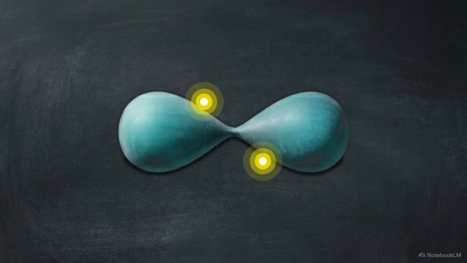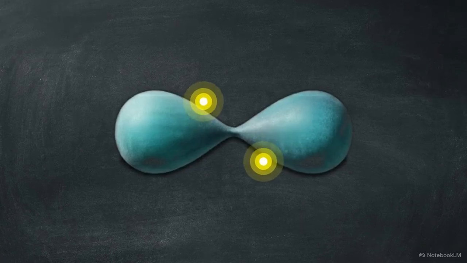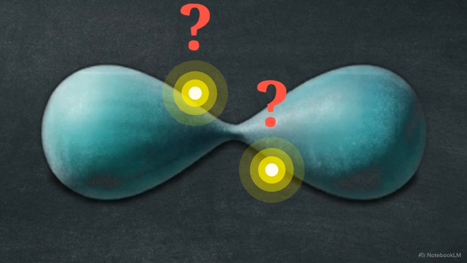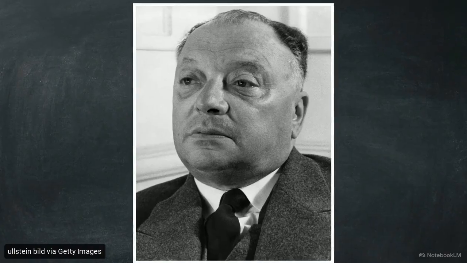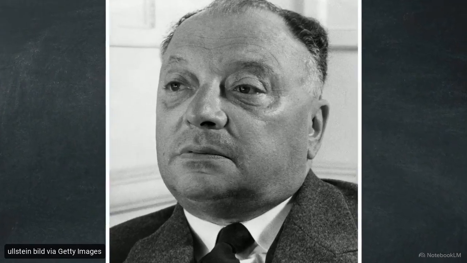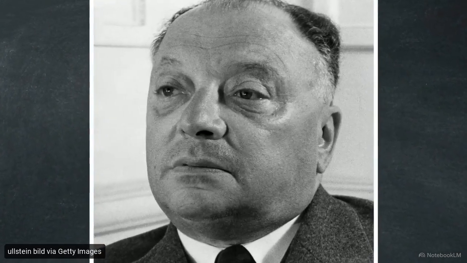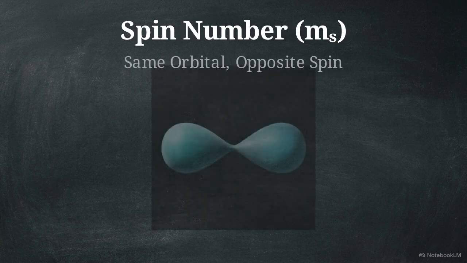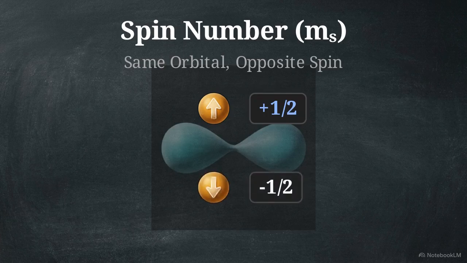Each of these orbital addresses can hold exactly 2 electrons. So if 2 roommates share the same house, how do we tell them apart? In the 1920s, a physicist named Wolfgang Pauli realized that electrons have a built-in property called spin. This gives us the spin number, or M sub s. An electron has only 2 options. It can have a spin-up state or a spin-down state.